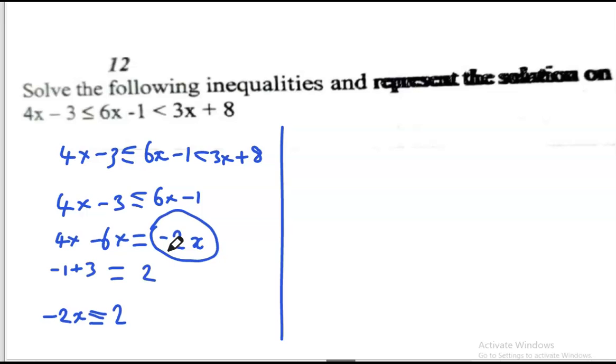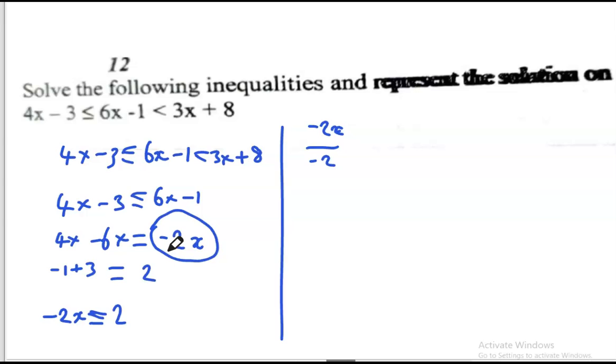So this is the first thing that you are supposed to do. Now we can solve, of course, to find the value of x. We are going to divide both sides by negative 2. So x is divided by negative 2, and also this positive 2 we divide by negative 2. Let's note that there is a rule of inequality.